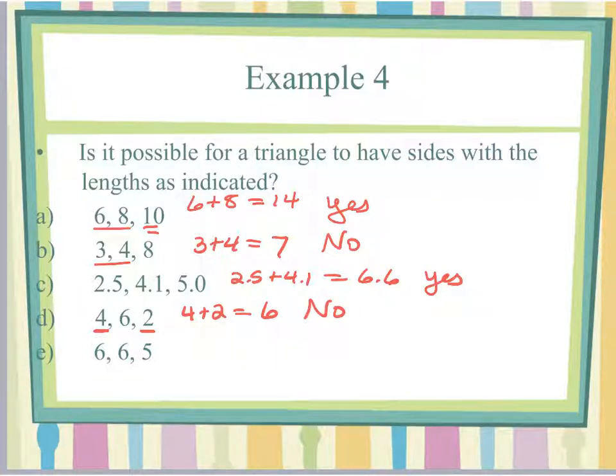And then now again, I'll take these last two. The 6 plus 5 is 11. Is 11 bigger than 6? Yes, it is. So the B and D could not form a triangle. Those would not be good sides for a triangle.